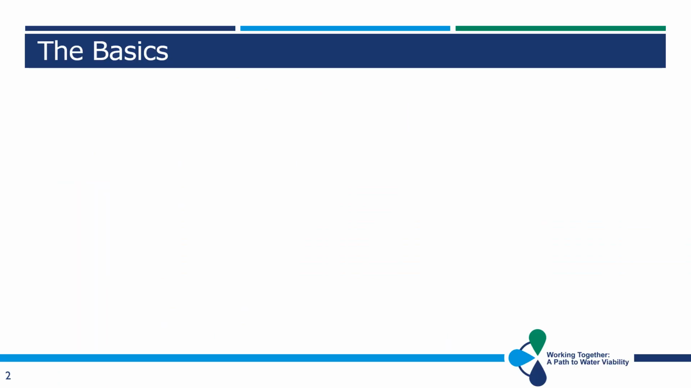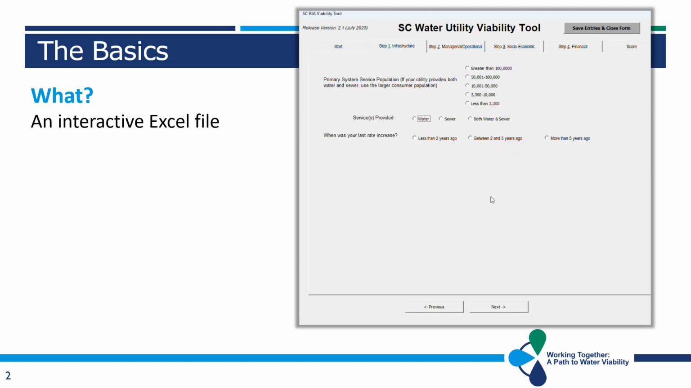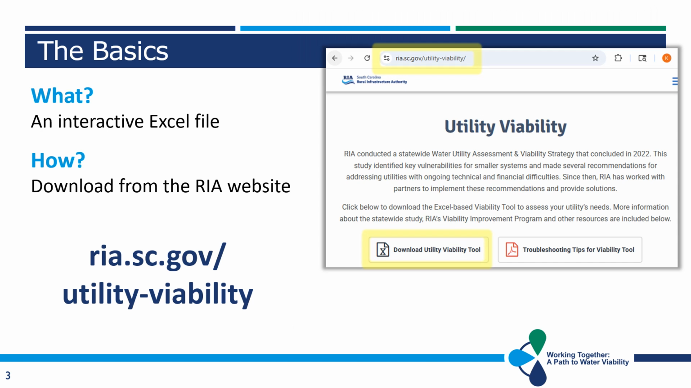First, the basics. This tool is an interactive Excel file where you enter information and answer questions about your utility, which then leads to an overall score. You can download the file from the RIA website. Once you download it, you use it on your own. We will not have access to the data you enter, and neither will anyone else, unless you send it to them.